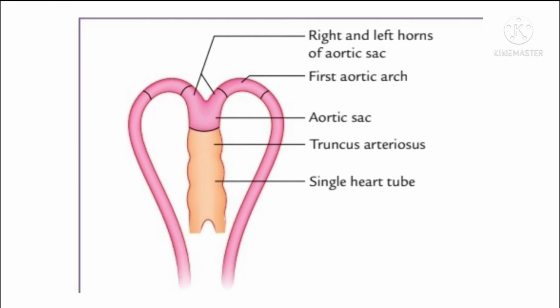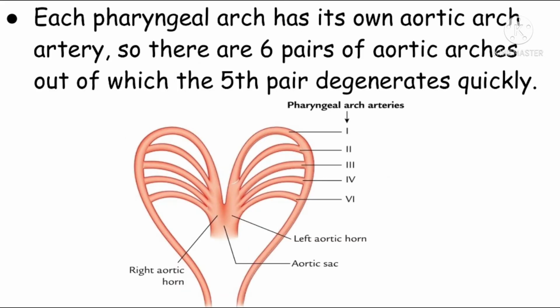In this picture, it's shown that the two heart tubes will fuse together and they form truncus arteriosus, which is the arterial end of the heart, and after that the two ventral aorta will fuse together to form the aortic sac, and the unfused parts form the right and the left horns of the aortic sac. And then after that the ventral aorta and the dorsal aorta are connected together by the first aortic arch.